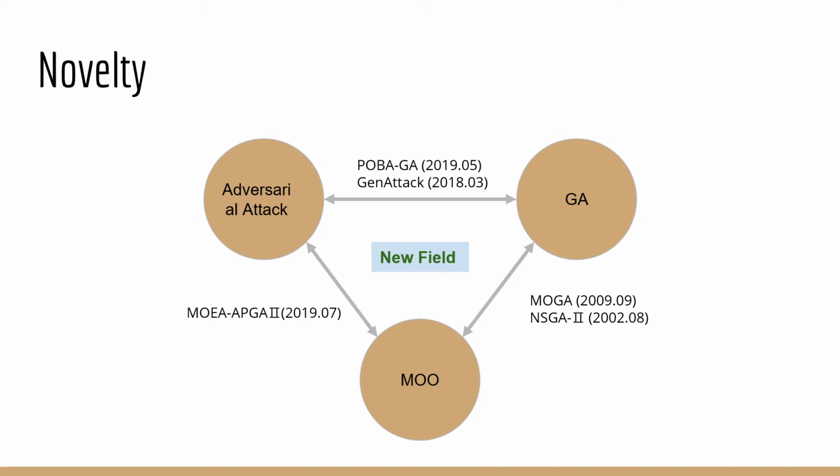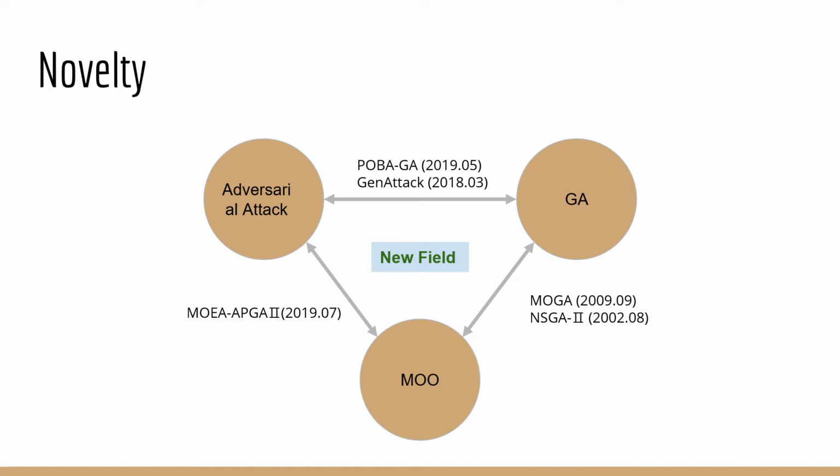To abstract our problem definition, we try to mix three elements: adversarial attack, genetic algorithm, and multi-objective optimization. First, there is so much research between MOO and GA. NSGA2 is also one of the fusions of two fields, and this kind of fusion is very popular.